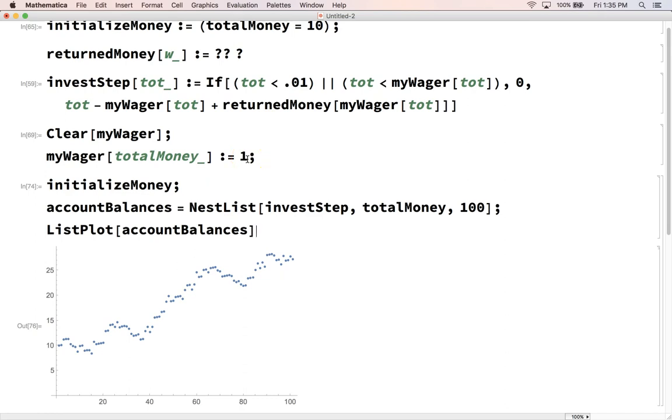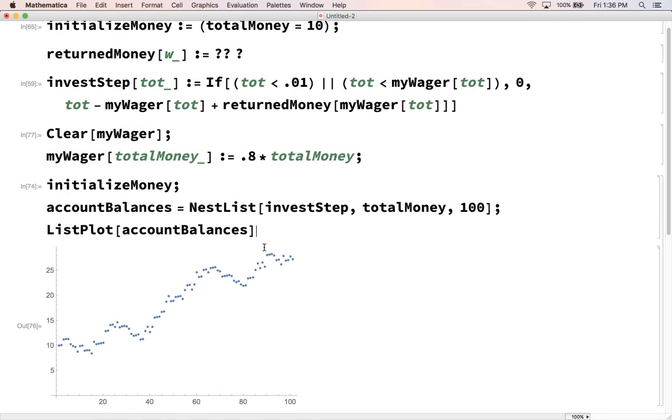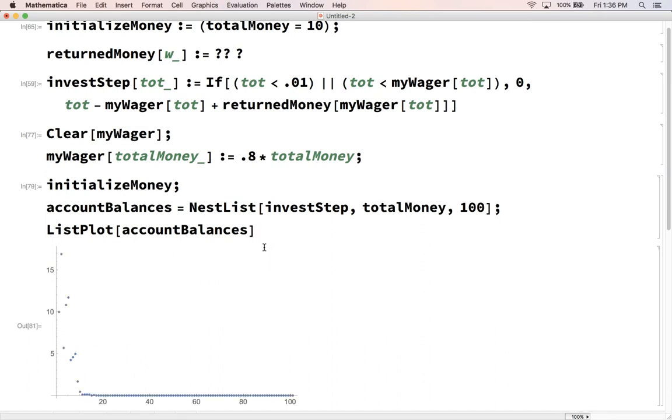Let's try a more aggressive strategy. Let's try always wagering 80% of our total money. So I'm saying no matter what total money is, I want to bet 80%, 0.8 times total money. So I evaluate this. Make sure you don't delete the clear myWager, otherwise things might get confused. And then let me evaluate this line.